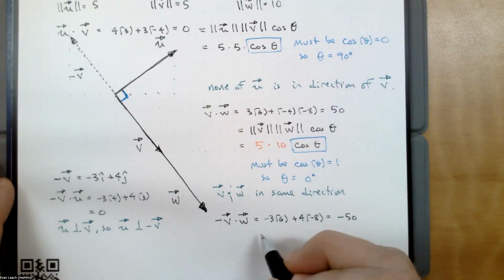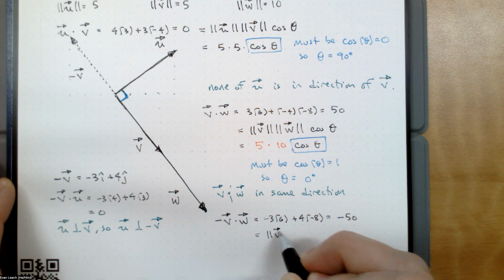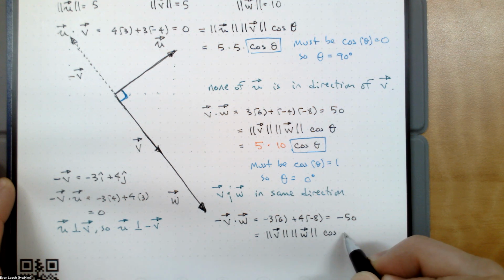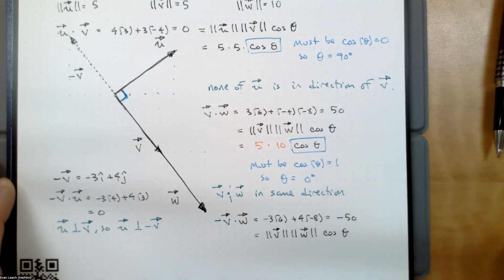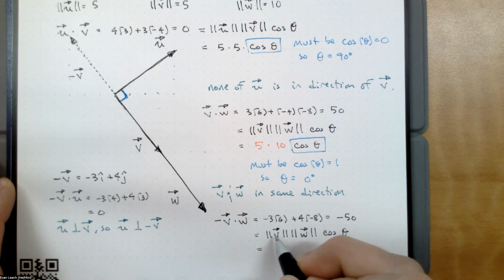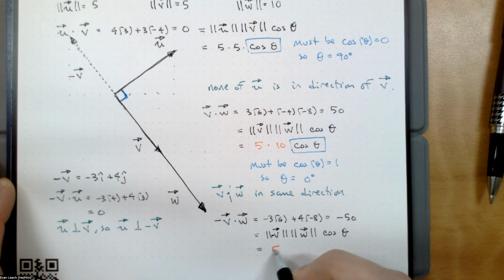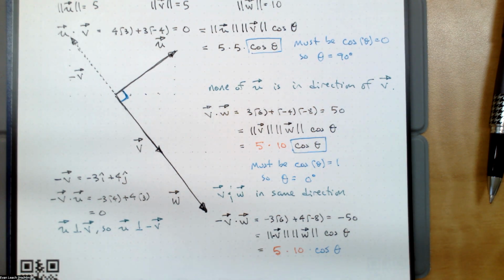But in this case, this is still the magnitude of v times the magnitude of w times the cosine of the angle between them. The magnitude of negative v is still 5, because it's a magnitude, it's not going to be negative. The magnitude of w is still 10, and so we can still figure out what the cosine of the angle between them is. Since 5 times 10 times the cosine of theta is equal to negative 50, that tells us that cosine of theta must equal negative 1, and so theta is 180 degrees.